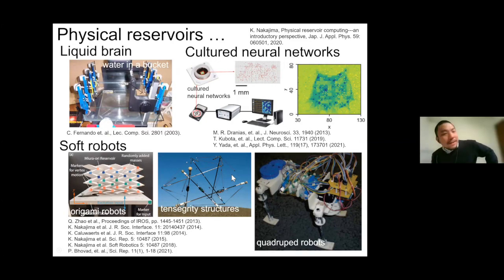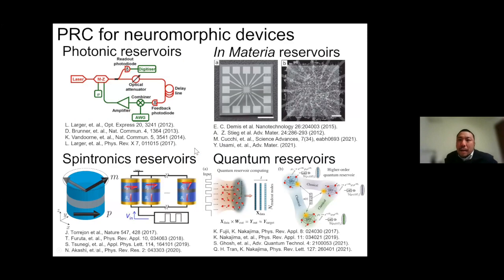And there are lots of physical reservoirs developed worldwide. Today, we only introduced this soft robots case, but there's the liquid brain, a very famous example also. And real cultured neural networks are also used as physical reservoirs recently. And of course, this approach is now a hot topic in the neuromorphic device community.